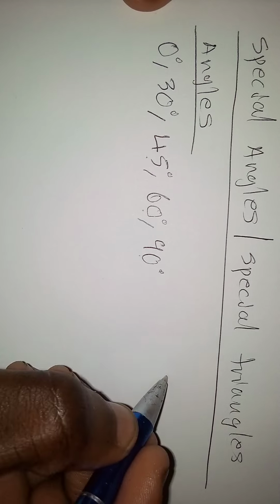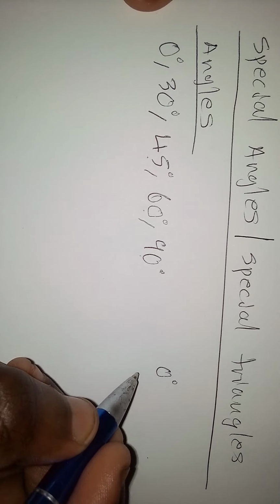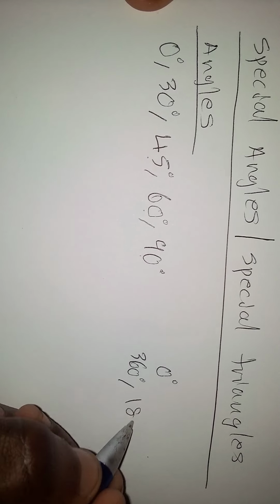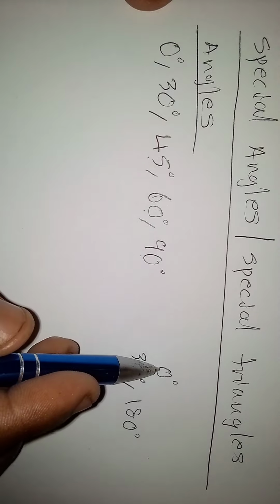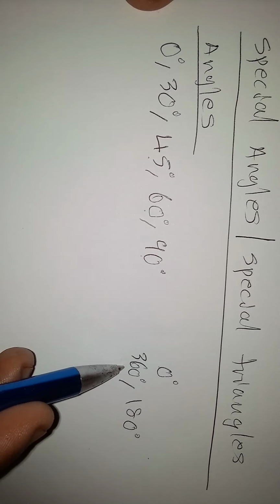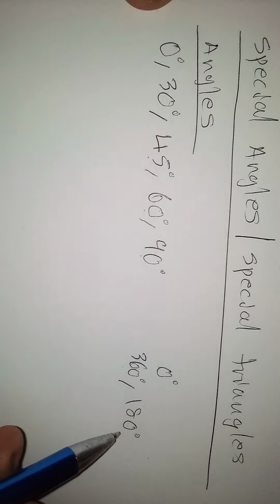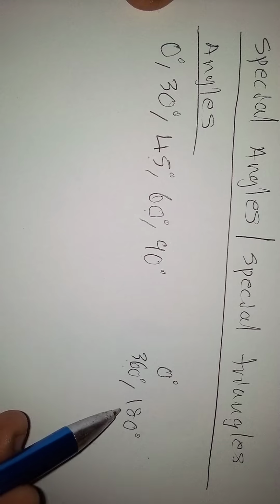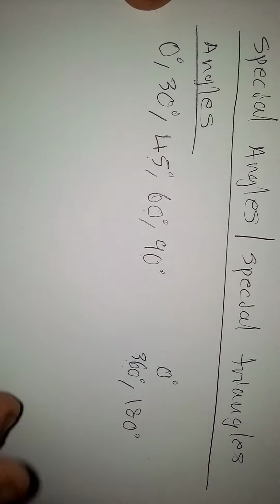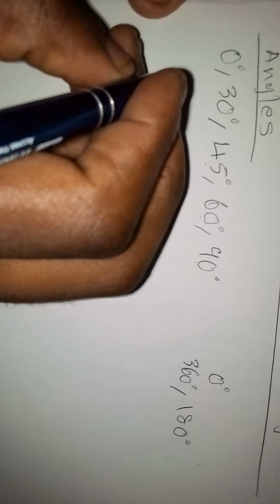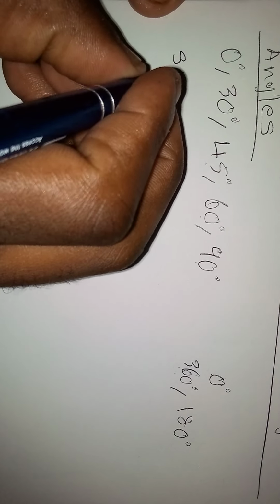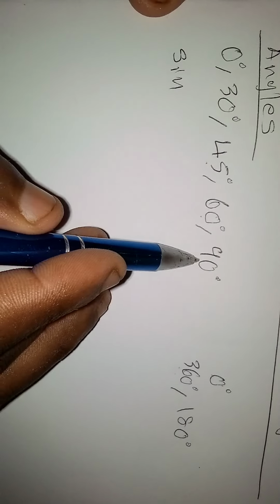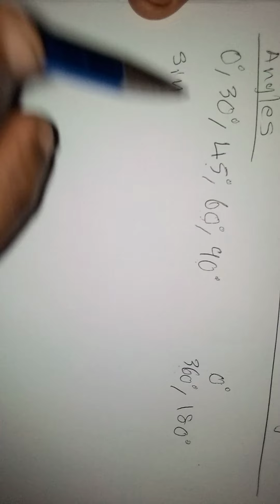Then 0 degrees can be broken down into 360 degrees and 180 degrees. So if you know the value of 0 degrees, definitely the value of 360 degrees and 180 degrees is the same. That's why I haven't included those. So from here what we are going to define is 0 degrees and 90 degrees, because you can easily get the others from the special triangles.